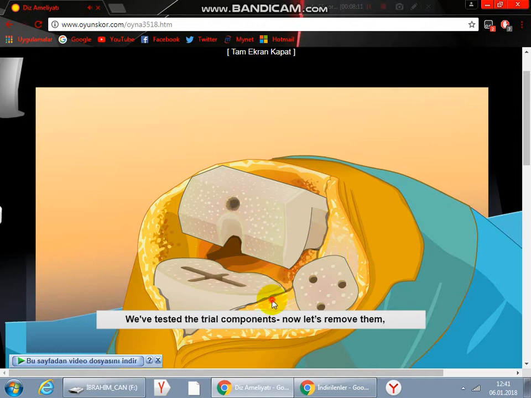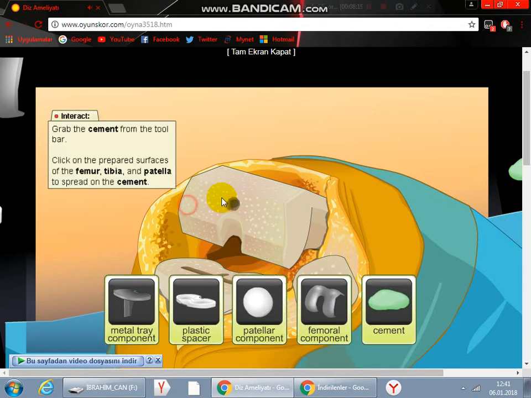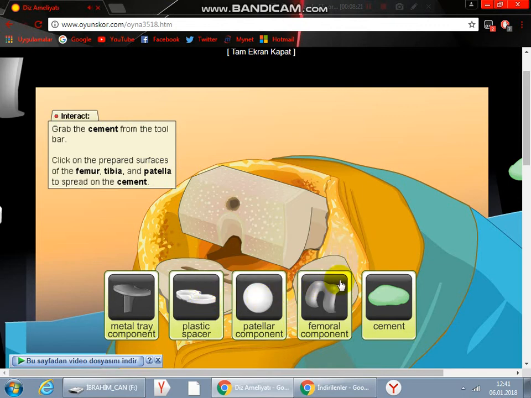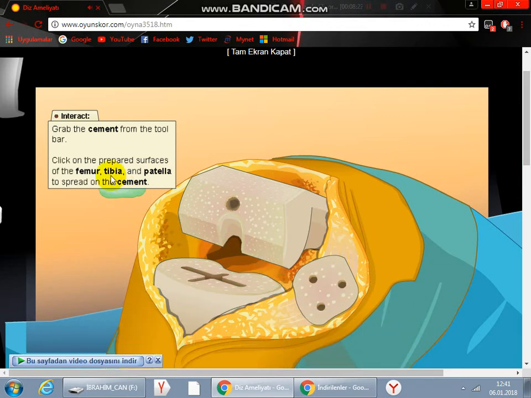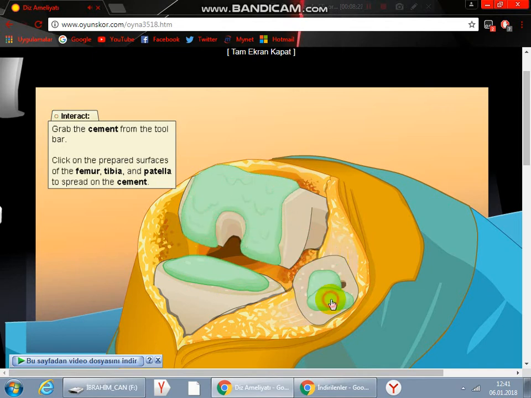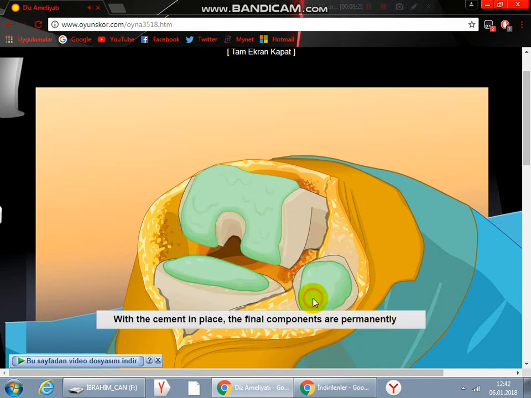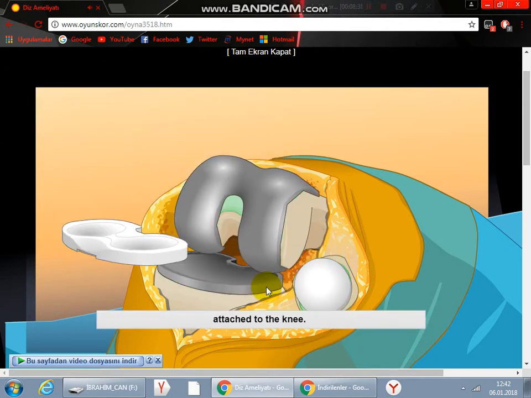Now let's remove them and prepare for the permanent components by applying a special cement compound that binds metal and plastic to bone. A scrub technician has mixed up a batch of cement for you to use. With the cement in place, the final components are permanently attached to the knee.